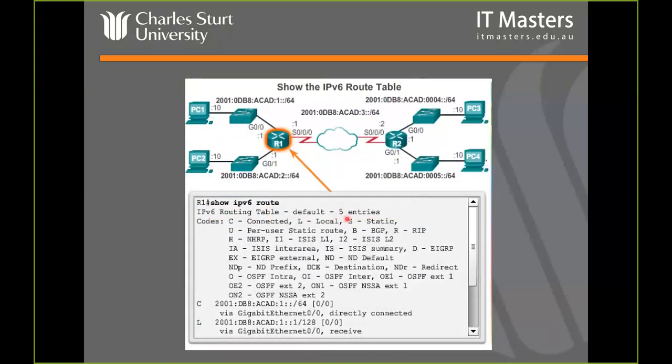So this is just an IPv6 route table, just for a bit of completeness and a little bit more confusion around IPv6. So we can see here we've got C, which is a connected route. That means that that particular network is connected directly to gigabit 0/0. So that's talking about this network up here. And then we have one that's marked L. If we look at L, L is local route. Okay, and we can see that that's been learned through gigabit 0/0.